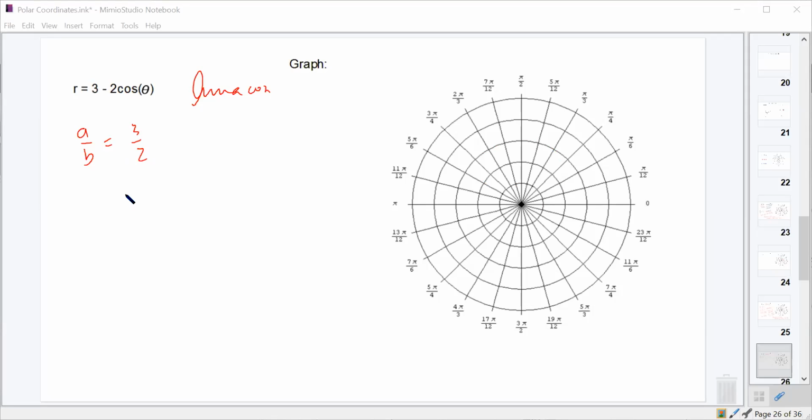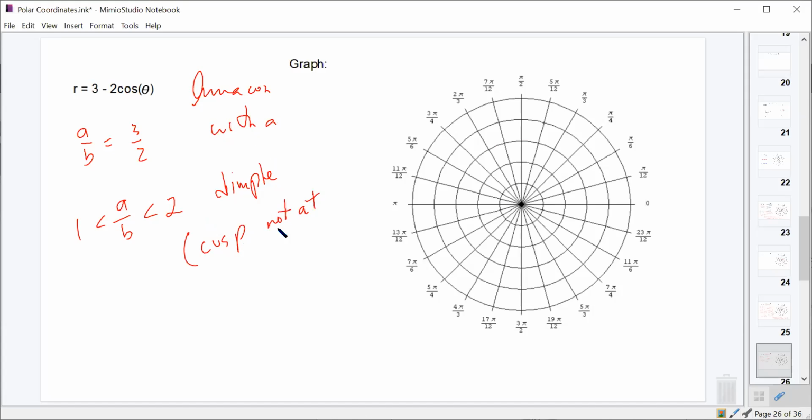Anytime we have a ratio for A to B that is greater than 1 but less than 2, this limaçon has, what we call, a very technical term here, a dimple. It's a limaçon with a dimple. And this dimple is really just a cusp, but it's a cusp that is not at the pole.